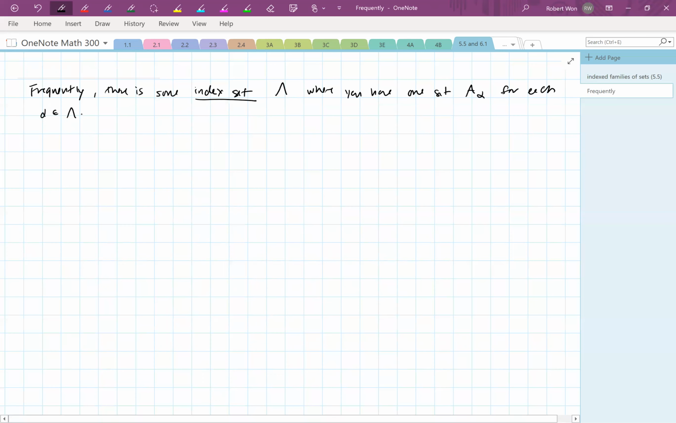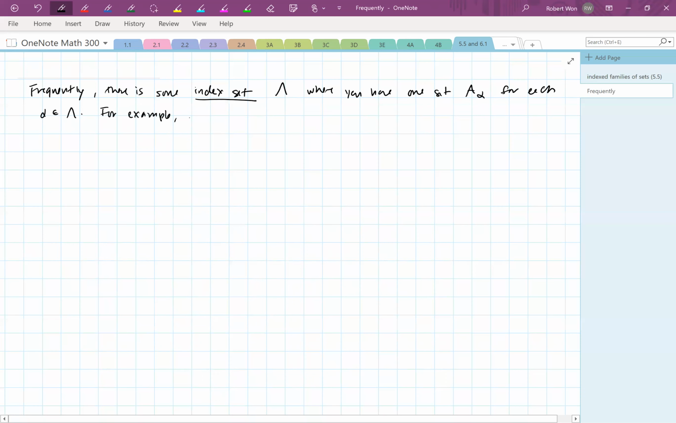Frequently in real applications, there is some index set, lambda, where you have one set, A alpha, for each alpha in lambda. So for example, let me give you a concrete example.